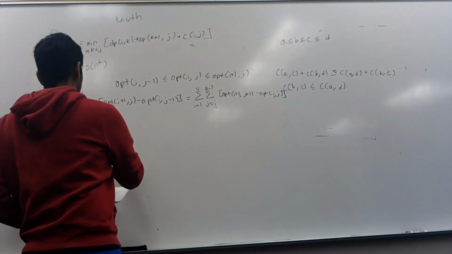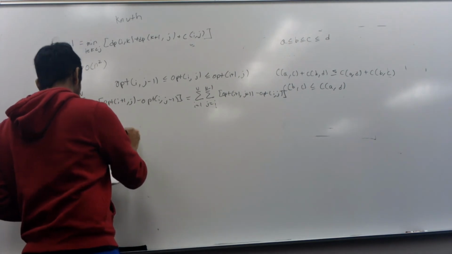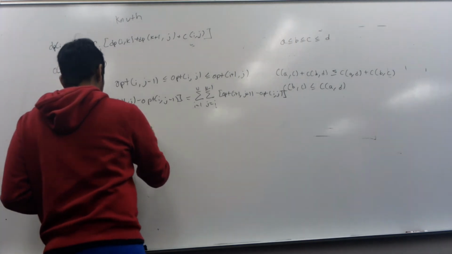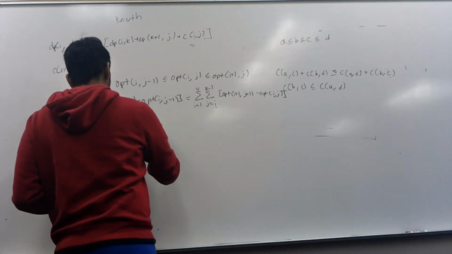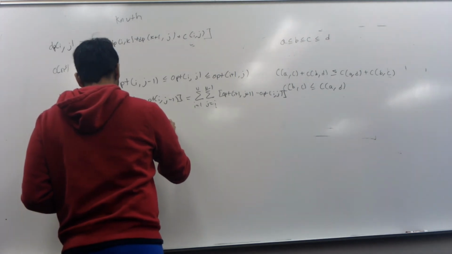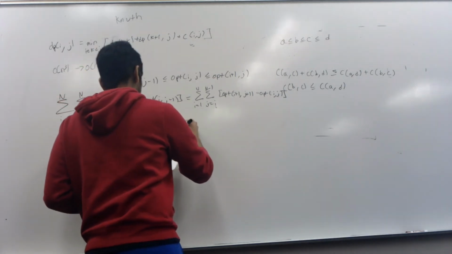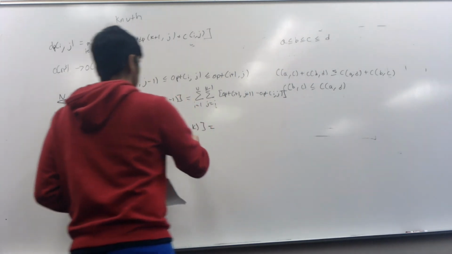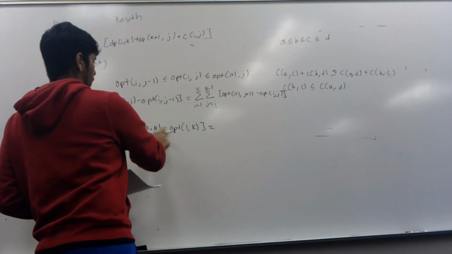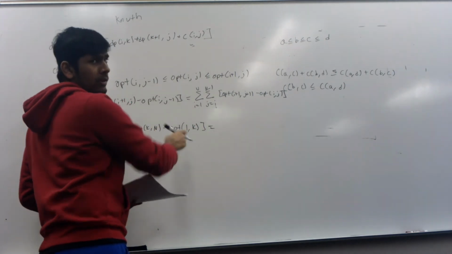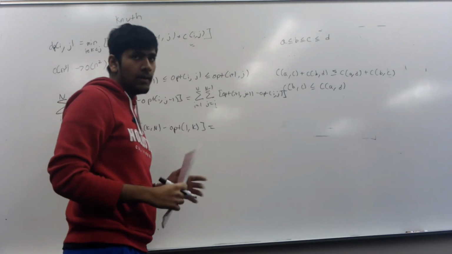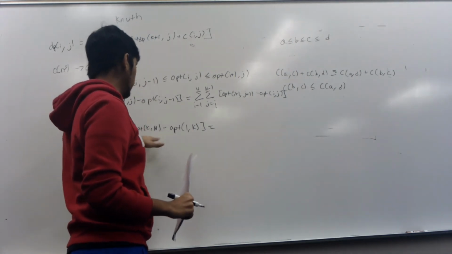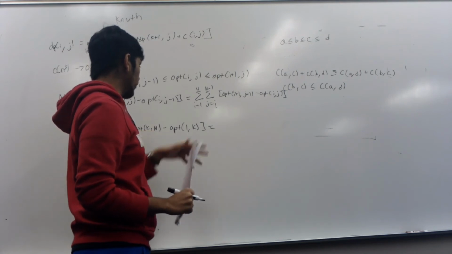So it turns out this summation is approximately equal to the sum from 1 to n of opt, and if so, what does this inner part turn into? Any guesses? Or how many transitions will we do if we're doing opt from k to n minus opt from 1 to k?